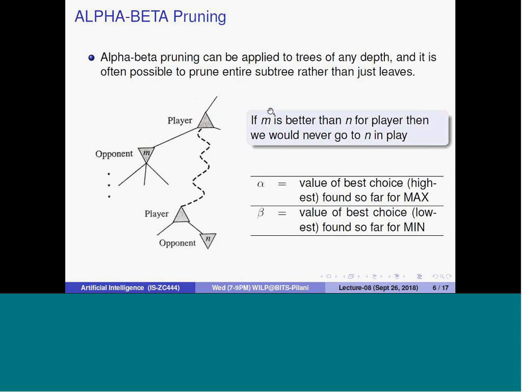Okay, m is some node. If m is better than n for the player, then we would never go to n in play. If this is better, we will not go to this part. Therefore, this part can be removed.